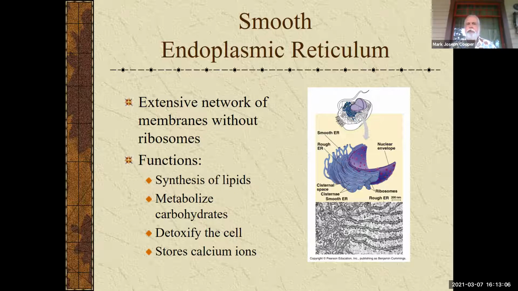So think about what organs would probably have cells with large amounts of smooth ER. You think of things like the liver, because the liver is detoxifying the body. So those cells would obviously have more smooth ER than maybe most. So that gives you a concept there.